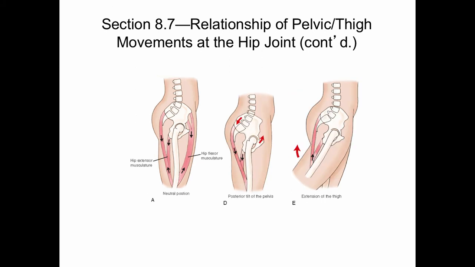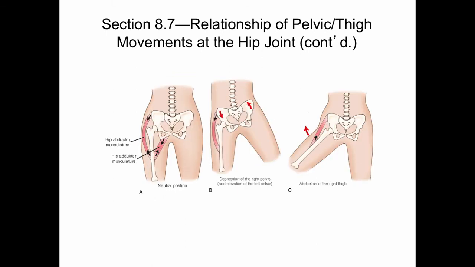Posterior tilt of the pelvis at the hip joint and extension of the thigh at the hip joint are performed by the same posterior muscle group. This would be the extensor muscles. The extensor muscles of the hip move both the pelvis downward posteriorly toward the thigh and/or the thigh upward posteriorly toward the pelvis. A good example of this muscle group would be the hamstrings and the gluteus maximus.